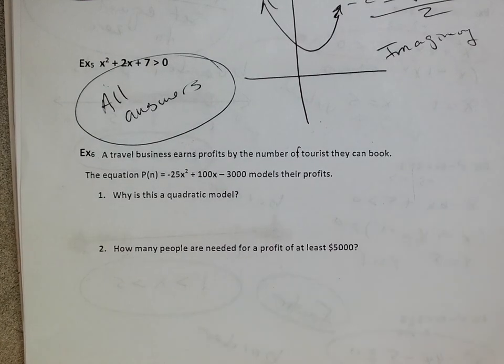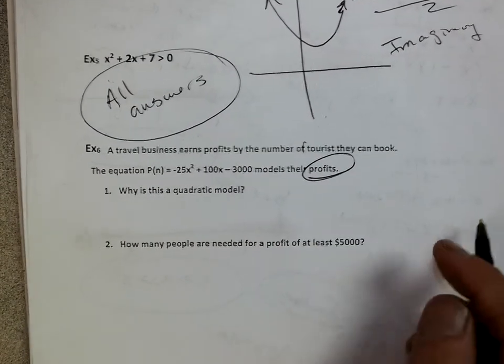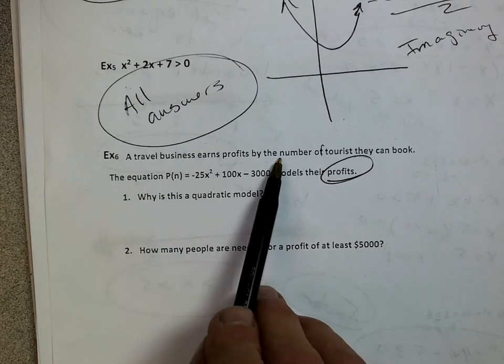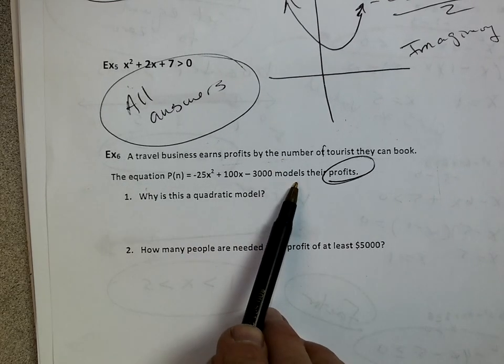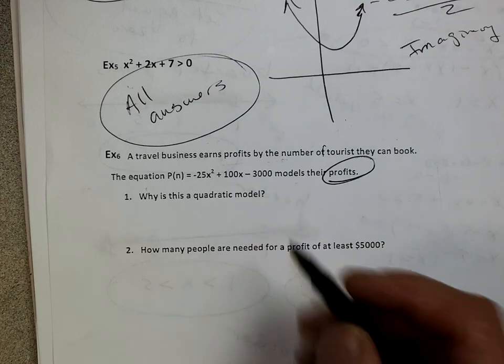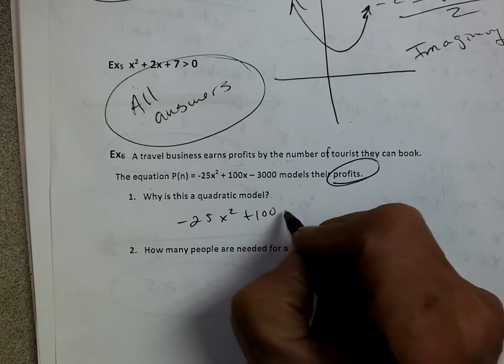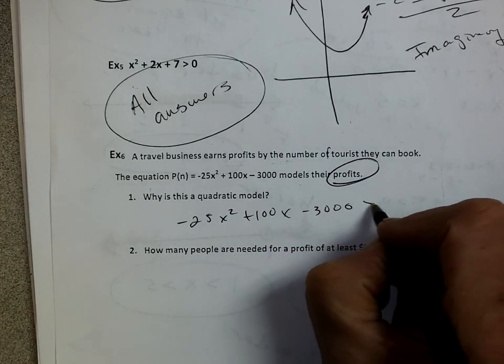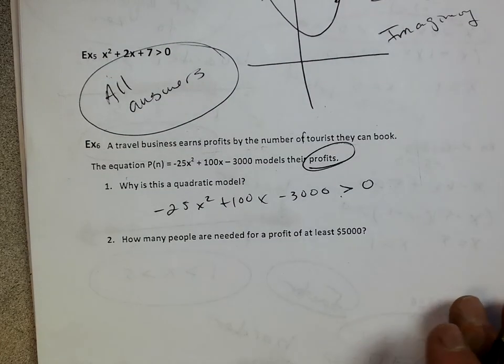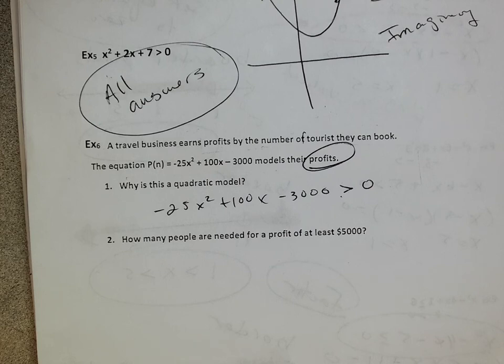So, models profits. Write this as a quadratic model. We want profits to be greater than 0. Would you agree with that? So let's go negative 25x squared plus 100x minus 3,000 greater than 0. Greater than 0, not even equal to, because if it equals 0, have you made a profit? No, you haven't made a profit. You've got to make 1 penny to make a profit, right? If it equals 0, you just go home with nothing in your pockets. Sad. But then you don't have to pay anything either.